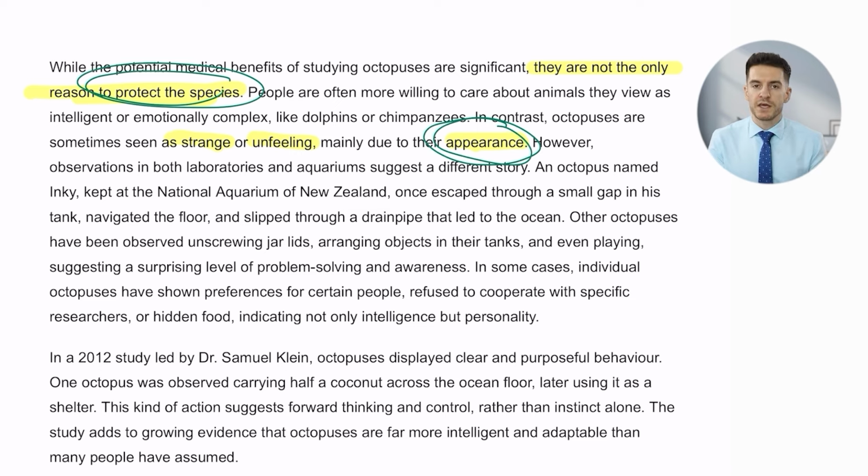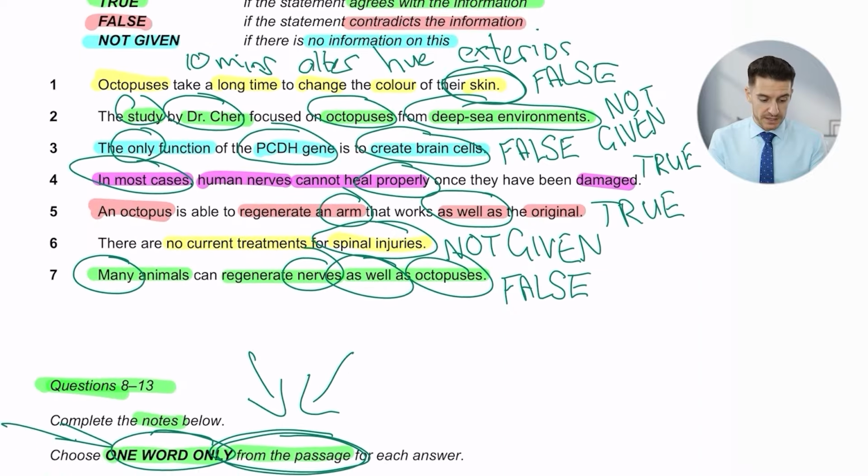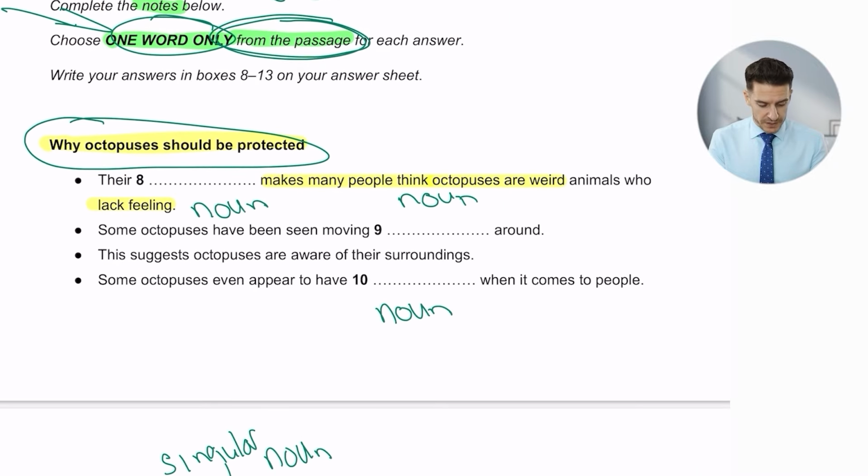And remember, we were looking for a noun, and appearance is a noun. So we can put appearance in right there. Remember, always check your spelling and always check if it fits. So let's have a look. Their appearance makes many people think. Well, that looks good. The sentence or the note makes sense. Now let's move on to the next one. Some octopuses have been seen moving something around.